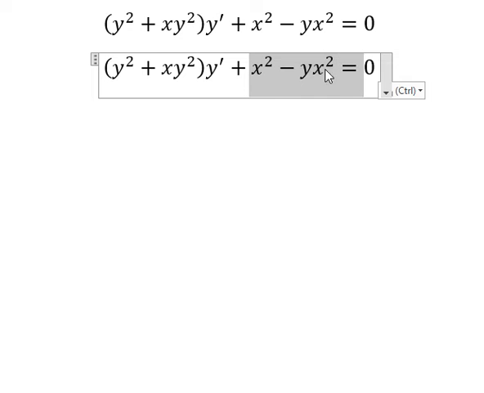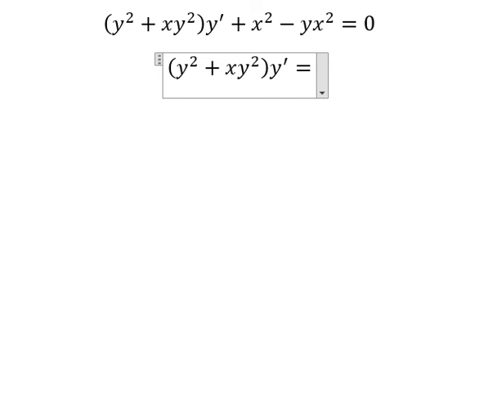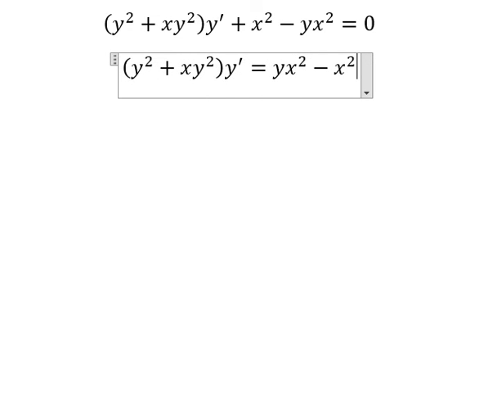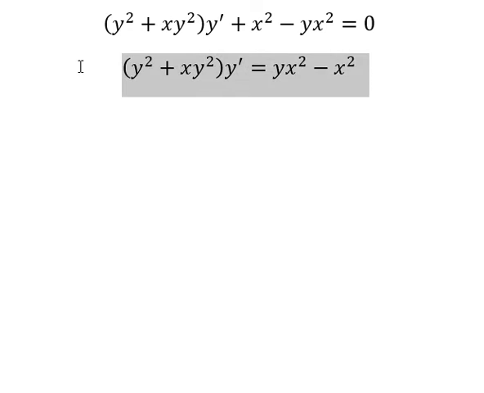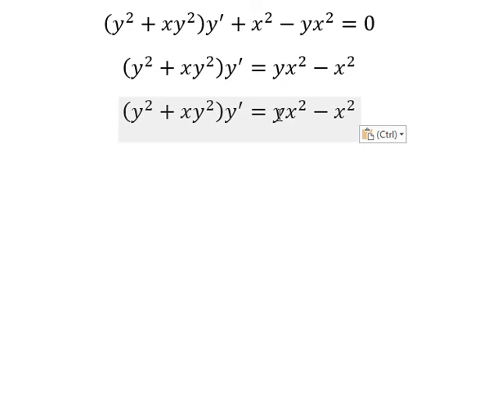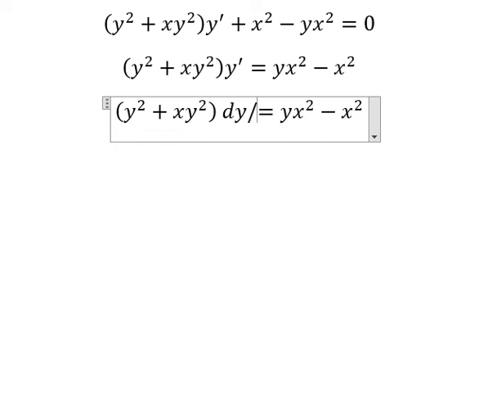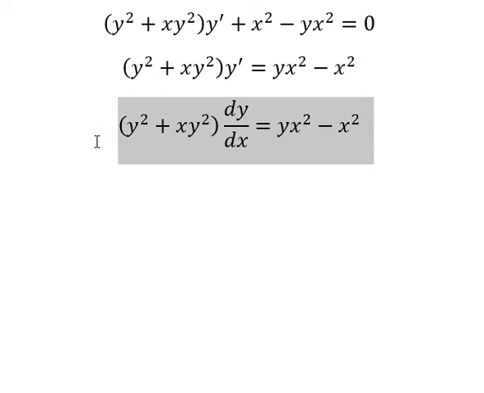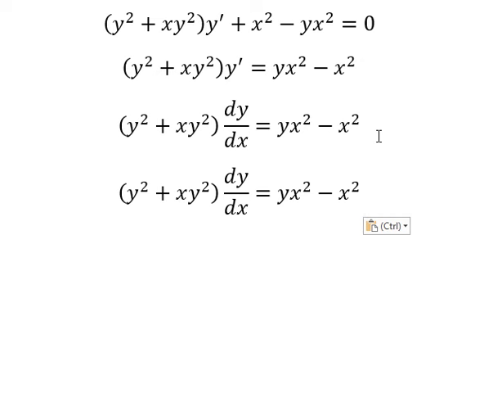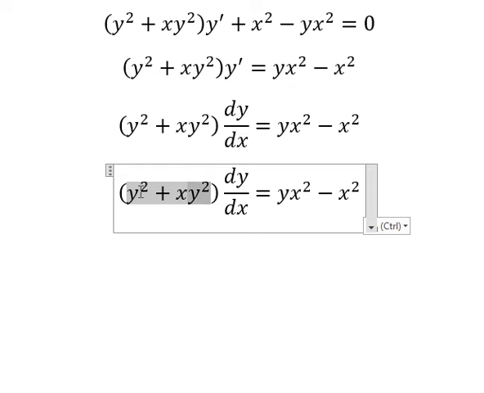We put this one, go to the right. Next, this one we change dy over dx. Next, we need to do about factorization.